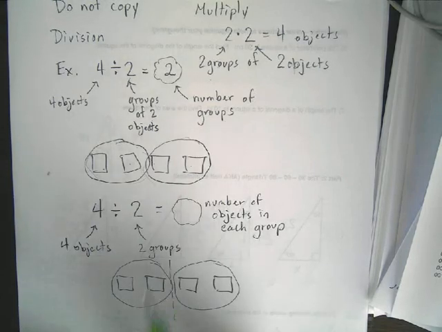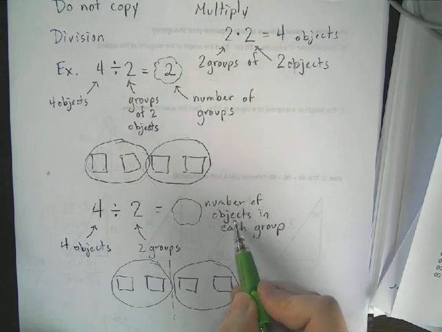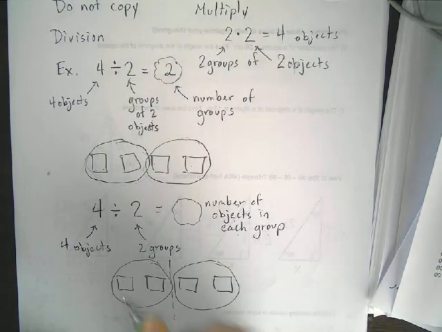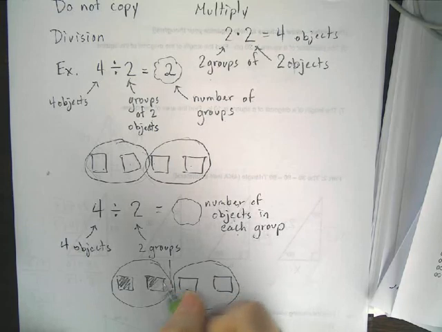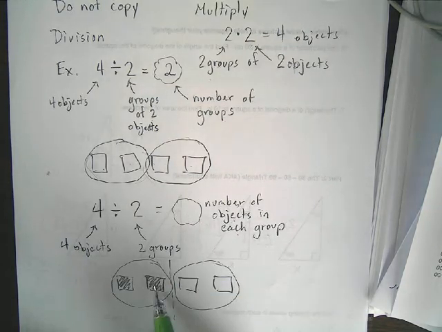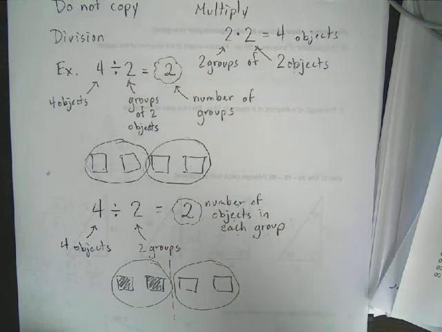So I split it into two groups, one group, two groups. How many objects are in each group? 1, 2. There are 2 objects in each group. So that's the other way of thinking about division.